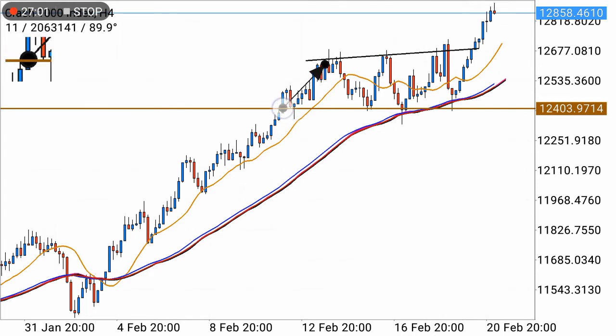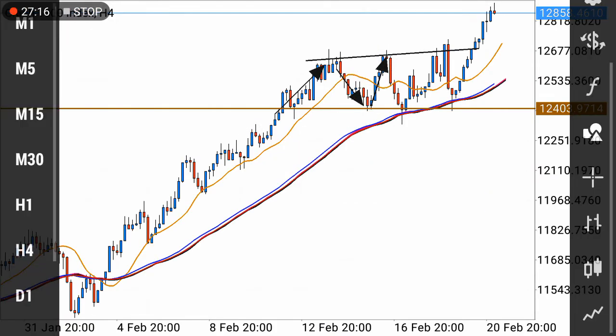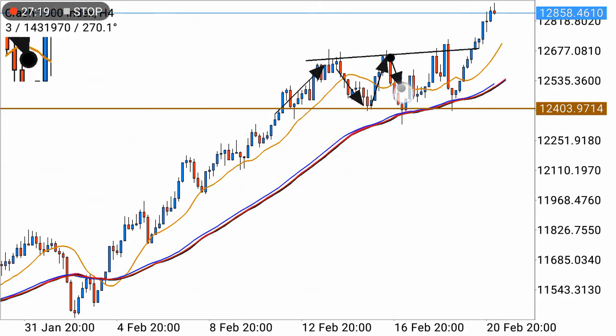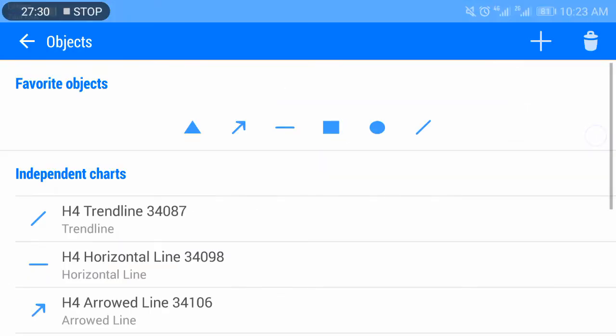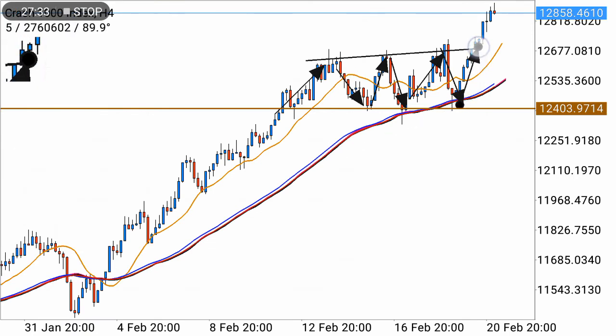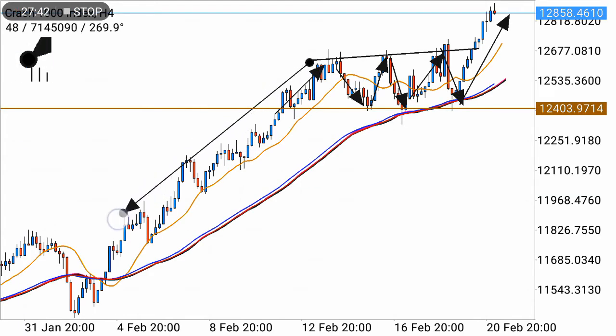Okay. From support to resistance. And look here. Support, resistance. Support to resistance. Resistance, support. Support to resistance, to support. Support, resistance, breakout and gone up. And it comes from here.